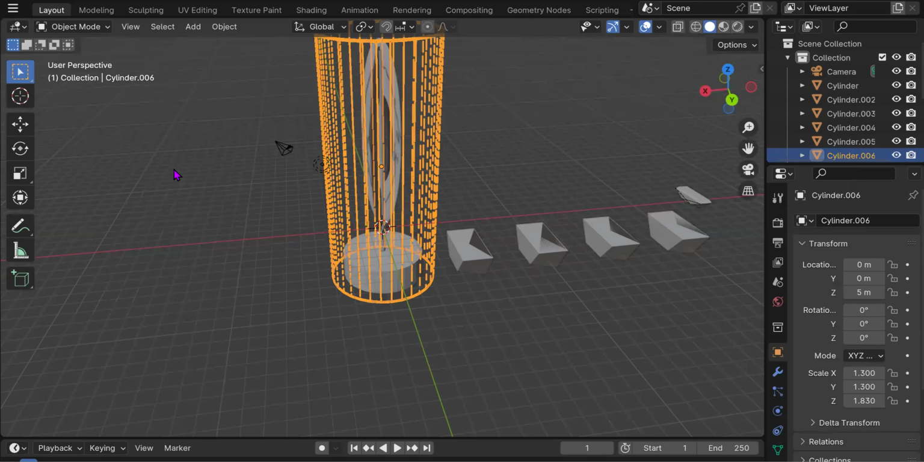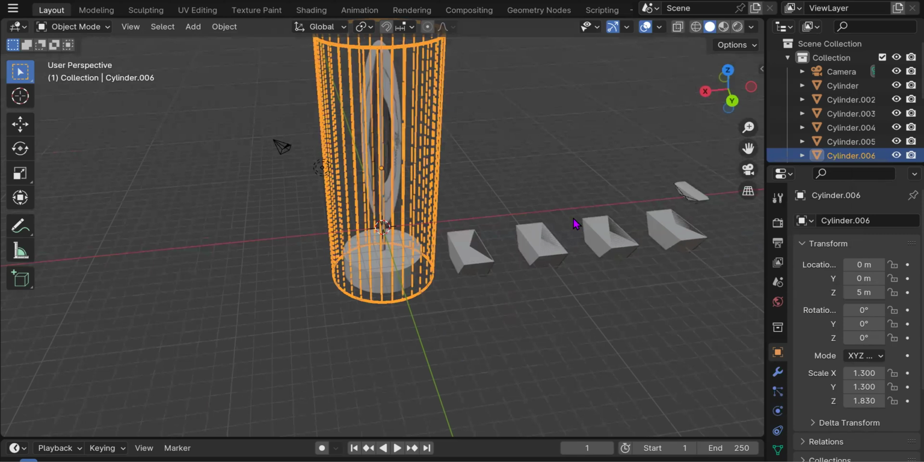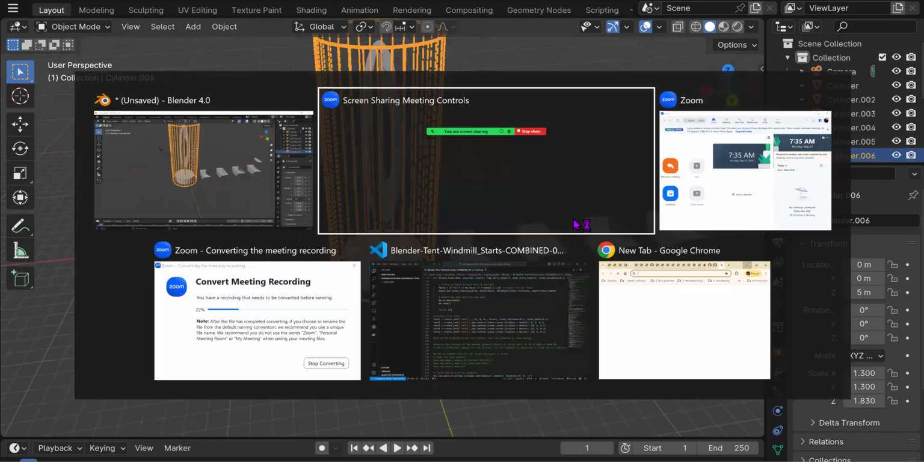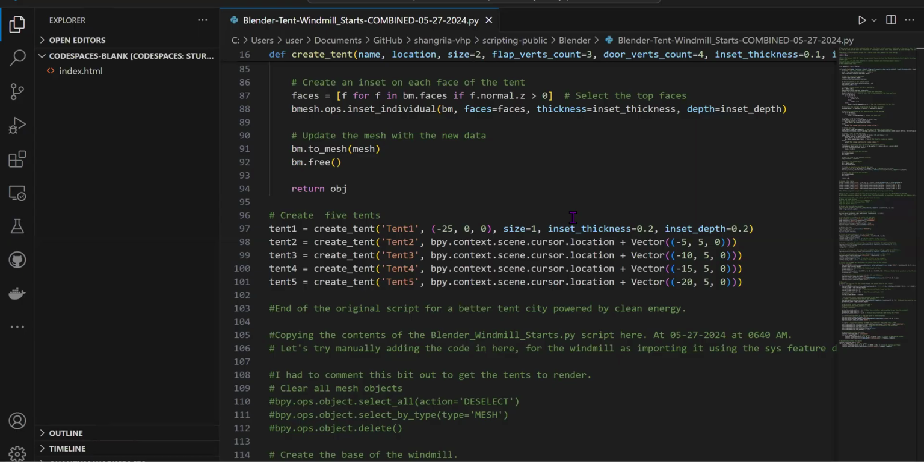So yes, Blender was out of memory and it was throwing a whole bunch of errors. Not errors, but it was rendering things incorrectly. And after the reboot, things seem to have stabilized. So also there's less windows open.